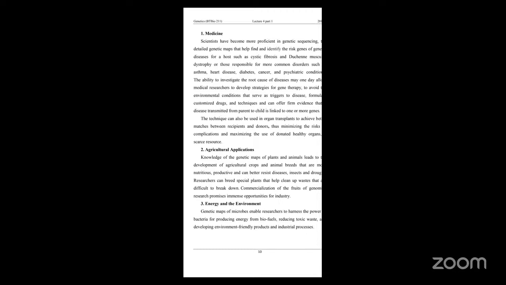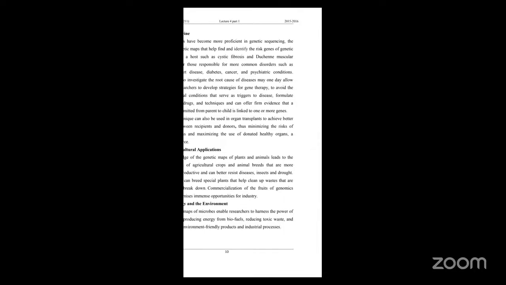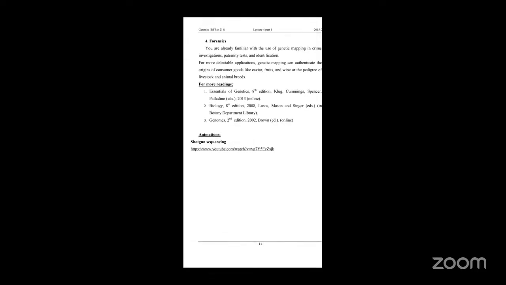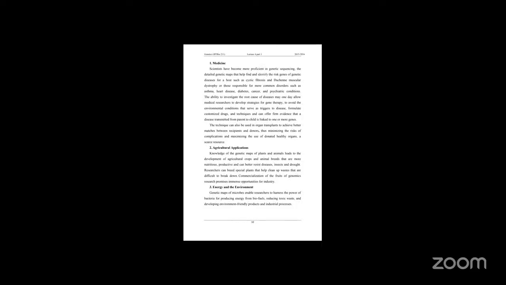Now this genome mapping or genetic mapping is more beneficial in genetic sequencing. It is used in medicine, in agricultural applications, and in energy as well as environment. So you can sequence the gene. That is the main purpose of genome mapping or gene mapping. You can also use it in forensics. For more detectable applications, gene mapping can also authenticate the origins of consumer goods like fruits, wine, or other things. Okay, so for this they use genome mapping or genetic mapping.